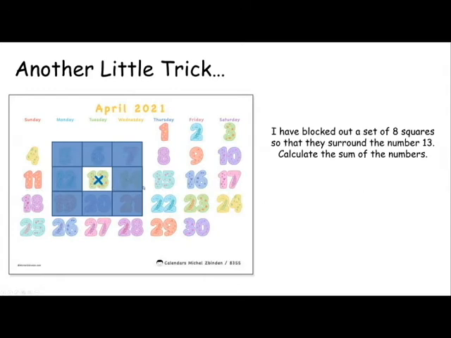If 13 is x, we can use what we learned in the last slide to say that 14 would be what?